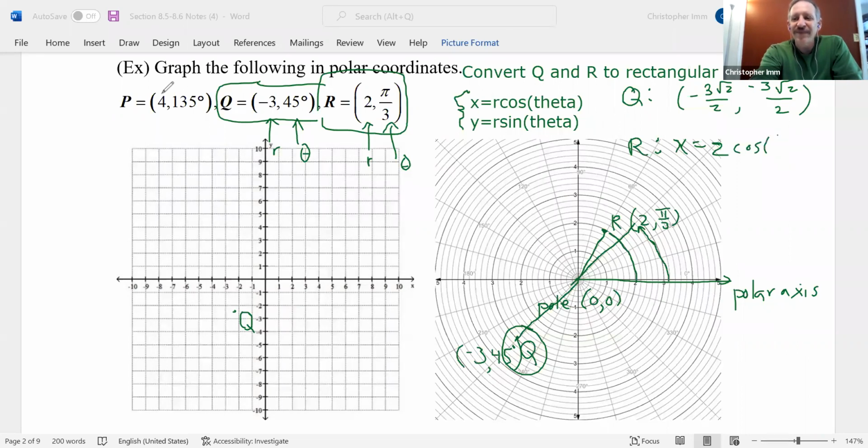cosine pi over 3. And then the last thing to be careful about, remember in radians, pi over 3 is actually 60 degrees, and pi over 6 is actually 30 degrees. So it's easy to make a mistake there if you're not careful for sure. So the cosine of 60 degrees is 1/2. So when you take 2 times 1/2, you get 1. And the sine of 60 degrees is √3/2. So when you take √3/2 times 2, you get √3.